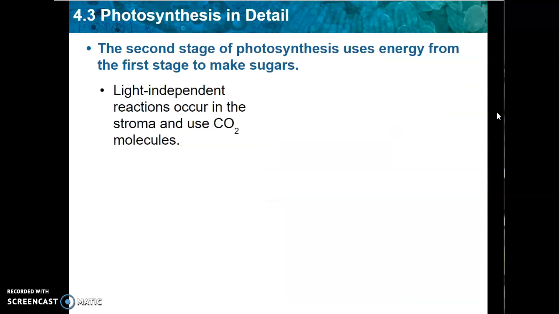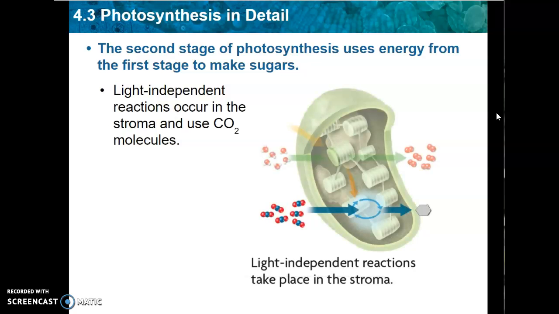The second stage is also called the Calvin cycle. You may hear it called the light-independent reactions, and you may also occasionally hear it called the dark reactions. The Calvin cycle is fueled by the NADPH and the ATP that we just made. It's occurring in the stroma, which is that fluid portion of the chloroplast that surrounds those thylakoids.